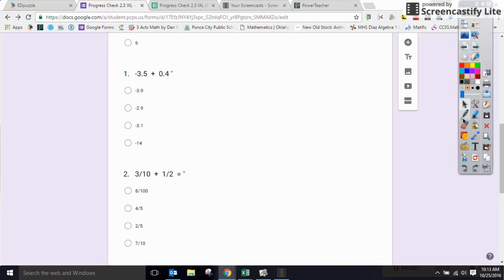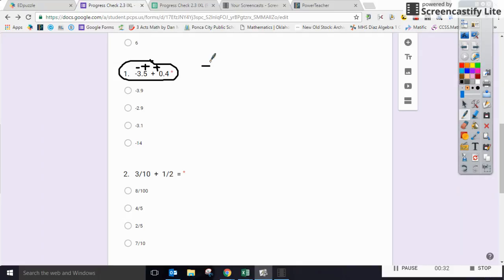According to the responses from my first hour class, I have a feeling I know what kids are going to be doing all day long that miss this question. I want you to pay attention to the fact that this is a negative number and this is a positive number. And so when we're adding things that have different signs, that's right, we should be subtracting.